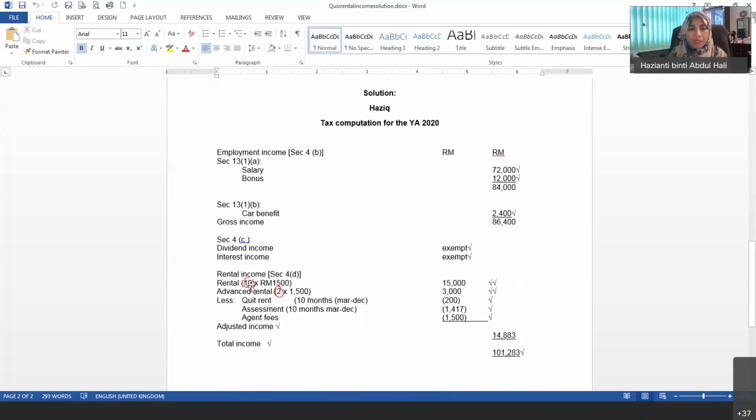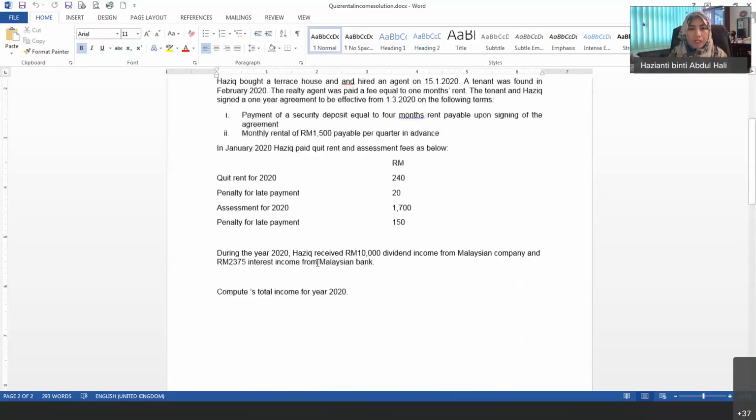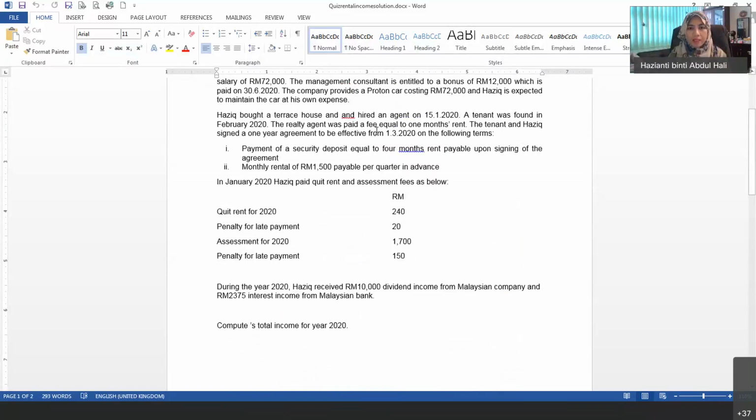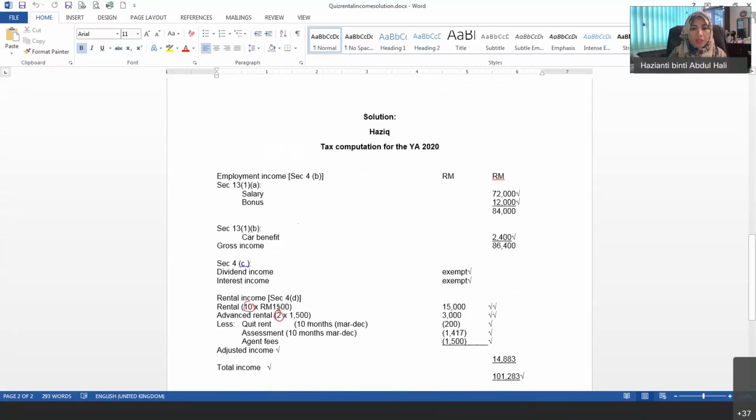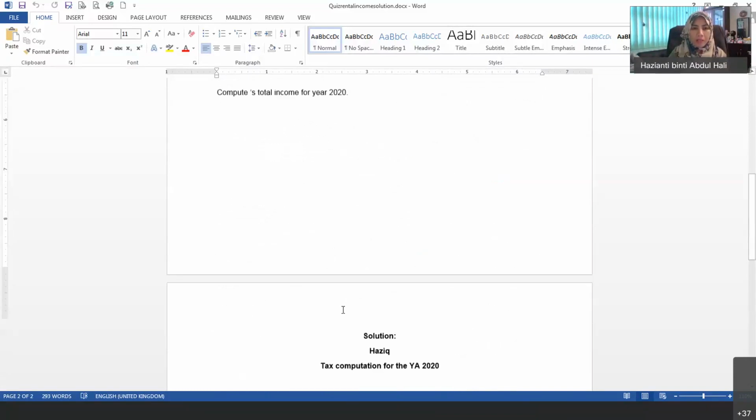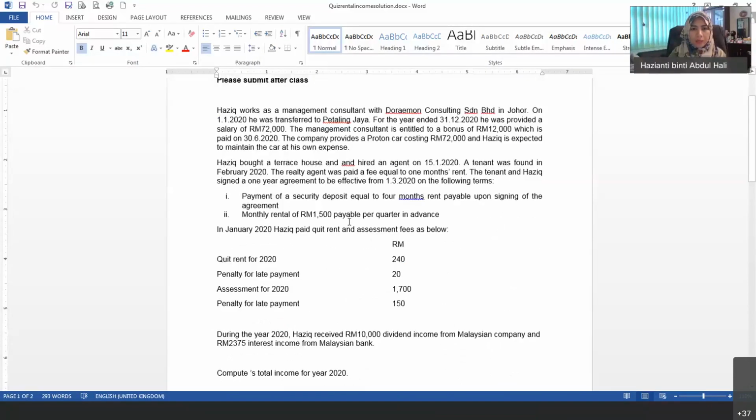Okay, so for rental income, if you look at the information here, the rental starts on 1st March, which means the rental he gets is only for 10 months. So 10 months rental, 10 times 1,500, which is 15,000. But remember, it says here there is monthly rental payable per quarter in advance.